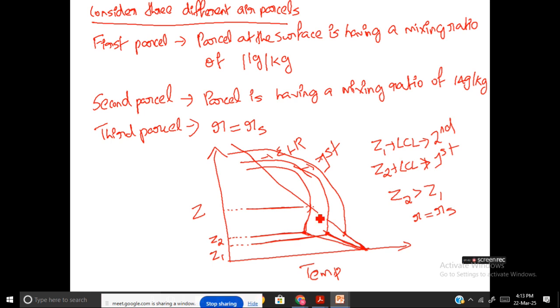So in the first case, this is the CIN, this is the area of the CIN, and this is the area of the CAPE. The CIN area of the first parcel is greater than, if you look at the second parcel, this is the area of the second parcel. This much only is coming.